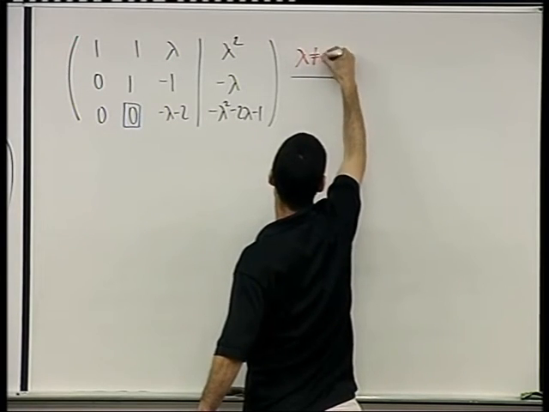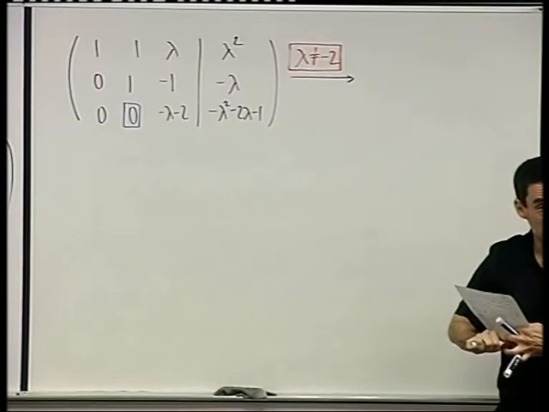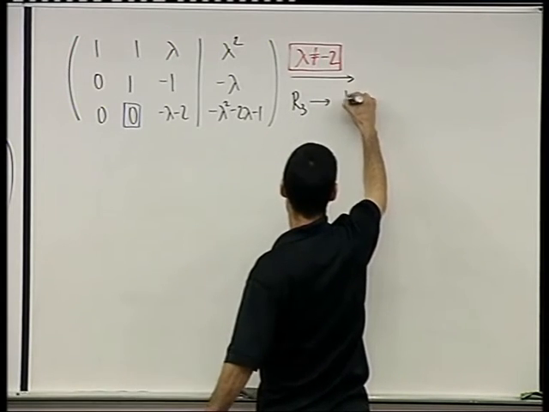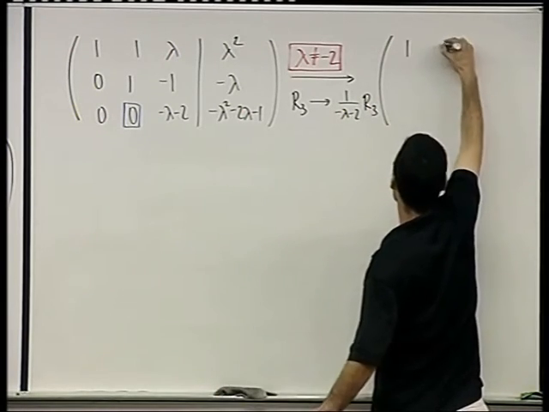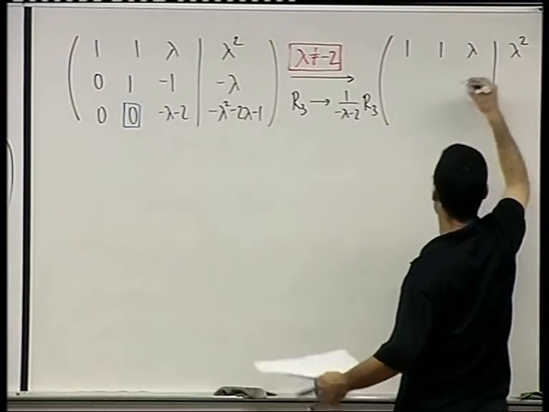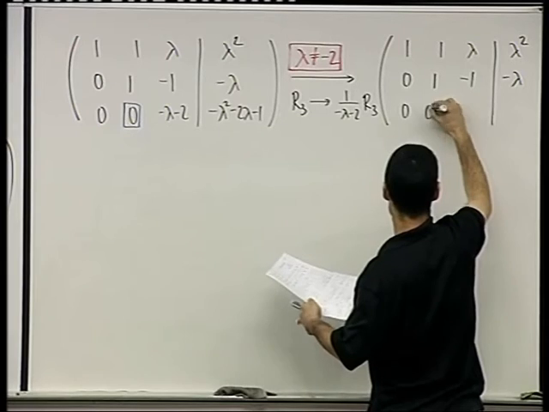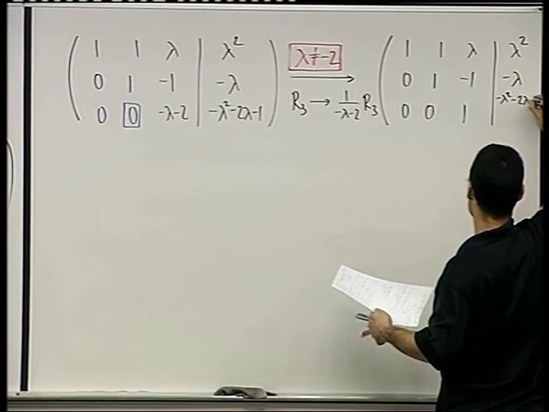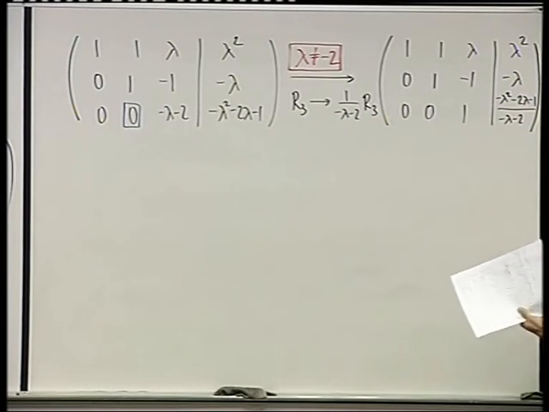So if lambda is not equal to negative 2, then negative lambda minus 2 is non-zero, right? And I can divide by it. So R3 becomes 1 over minus lambda minus 2 times R3. And what I get is 1, lambda squared, 0, 1, negative lambda, 0, 0, 1, and here I get a big expression, minus lambda squared minus 2 lambda minus 1 divided by minus lambda minus 2. Good? Okay. This is row echelon form.